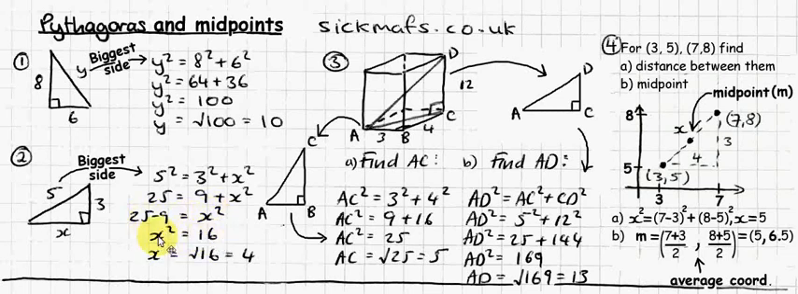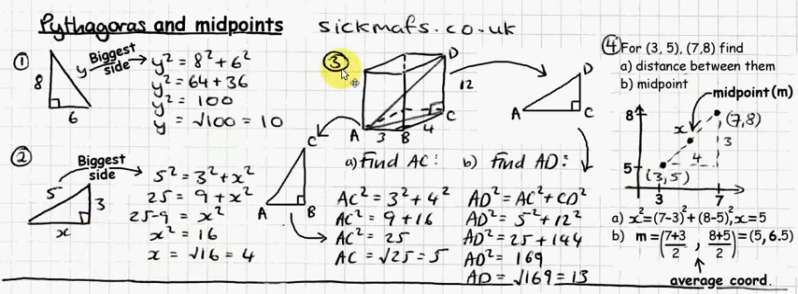Notice I swapped it round because I like the letter to be on the left side at the end of the answer. So x equals the square root of 16, if x squared is 16, which is 4. And that's it. So we've worked out this length is 4 units, whatever the unit happens to be.